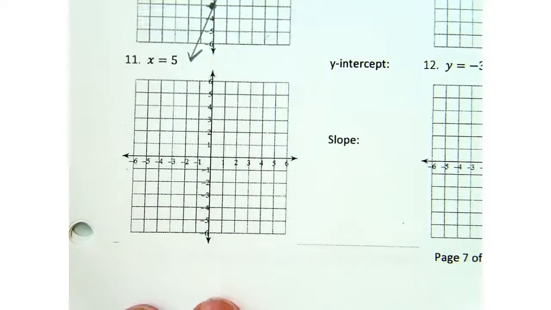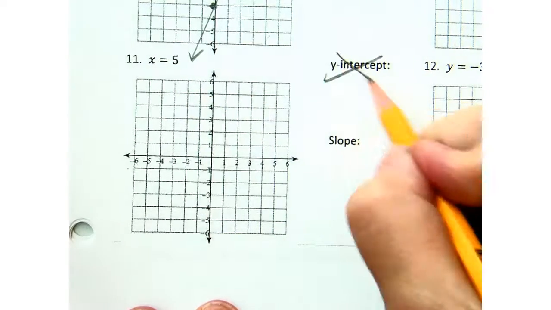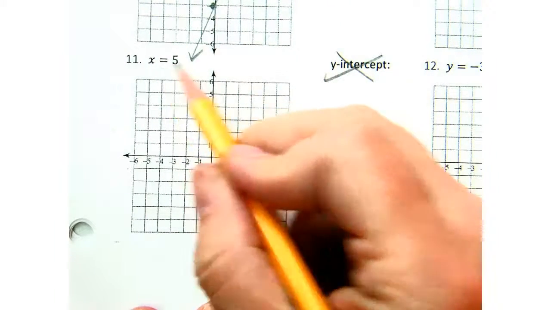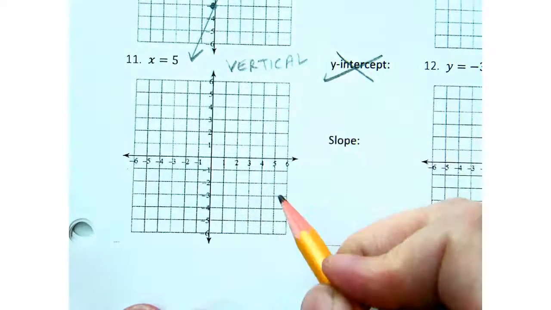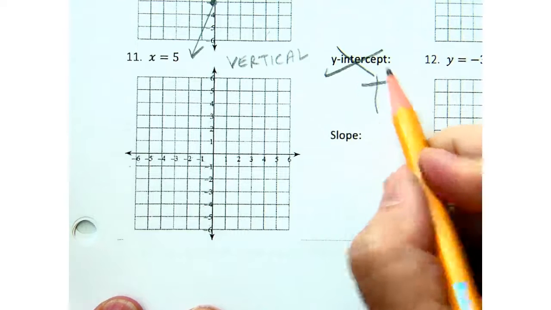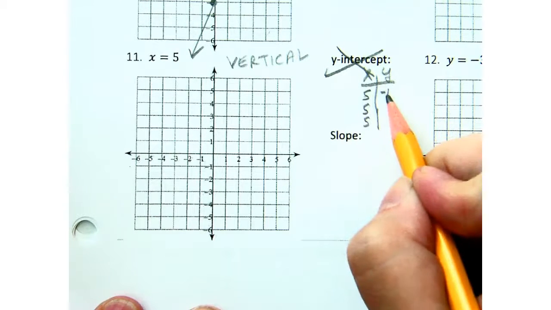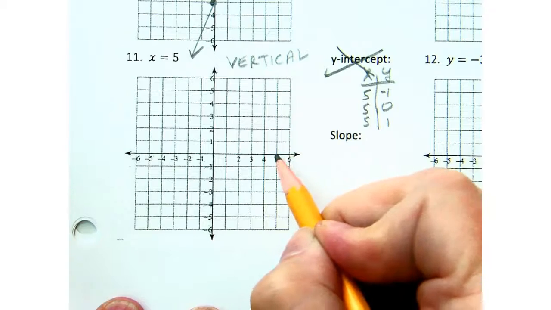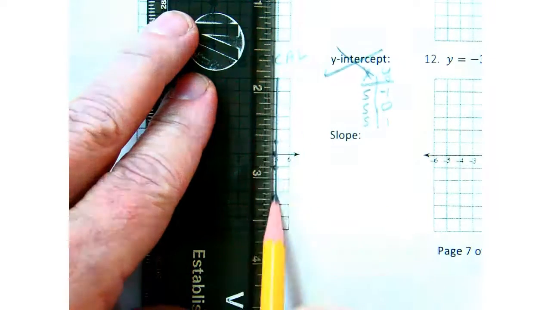Example 11 is a special case. We have x equals 5. There is no y in the equation at all. This will be a vertical line at x equals 5. There will be no y-intercept. We can prove this by making a table. Make a table where all the x's are 5. Use random numbers for y. Graph these points. All the points where x equals 5 line up in a vertical line.